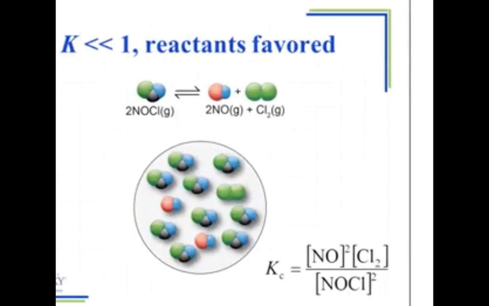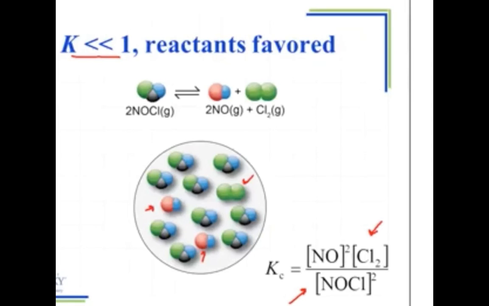The reverse is also true. When I look at a K value much, much less than 1, I can see that reactants are favored. Here, again, I have my products on the top, my reactants on the bottom, and if this number is much, much less than 1, that tells me the numerator is a much smaller number than the denominator, and therefore that shows that my reactants are going to be the predominant species. What we see is that, in fact, we have a little bit of product forming here, but predominantly what's present in this mixture is the reactant.